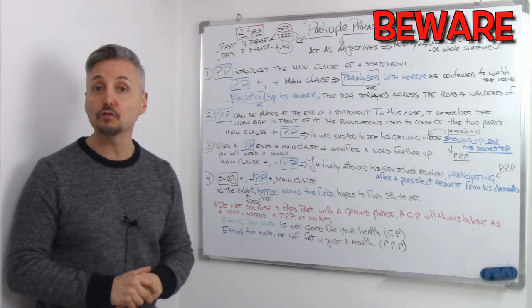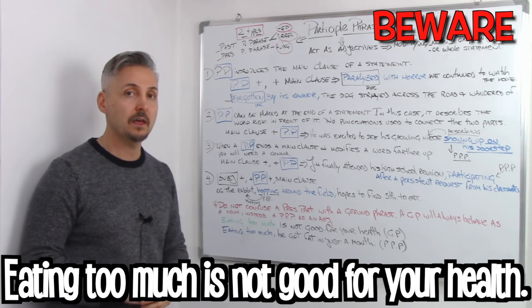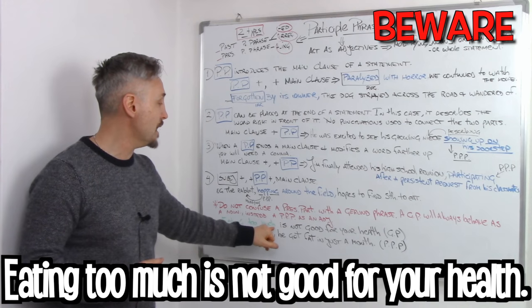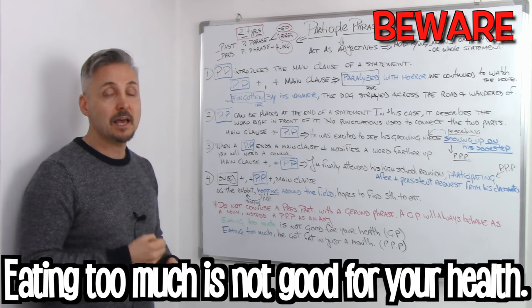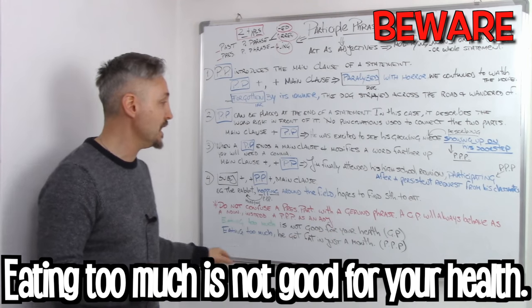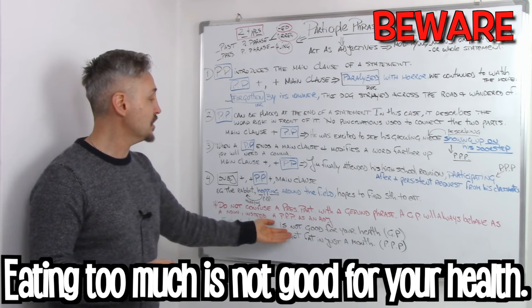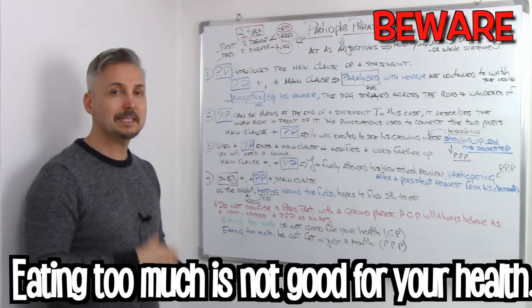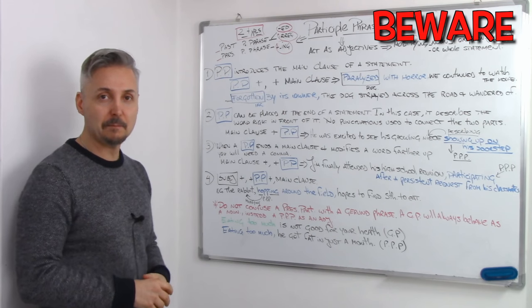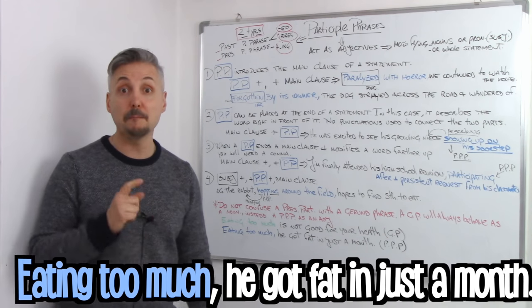Let's take a look at two examples. Eating too much is not good for your health. So here we have eating too much acting as the noun or the subject of the whole sentence, right? And so it is a gerund phrase. Eating too much is not good for your health. Let's take a look at the participle phrase example. Eating too much, comma, he got fat in just a month.